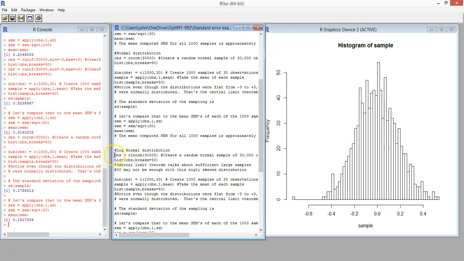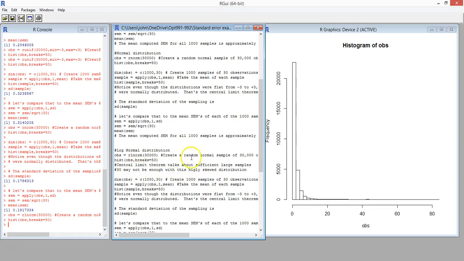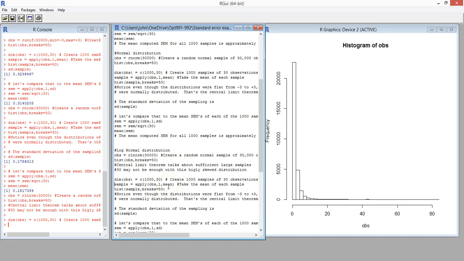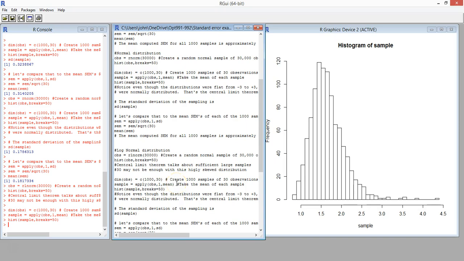Okay, let's do another one. Let's try the log normal distribution. Remember, this one was really skewed. Look at that giant right skew, with this big giant peak at the beginning. So we'll break that down into 1,000 samples of 30 observations, take the mean of each of those samples, and plot the histogram. Now, it is closer to a nice normal distribution, but it is still a little skewed. It's getting there, but it's not quite there.